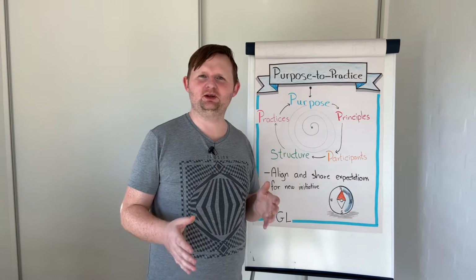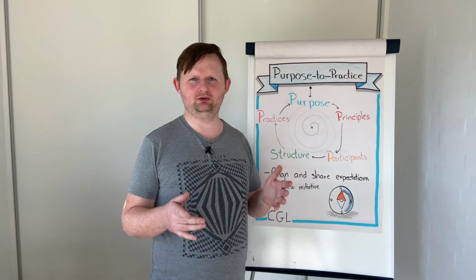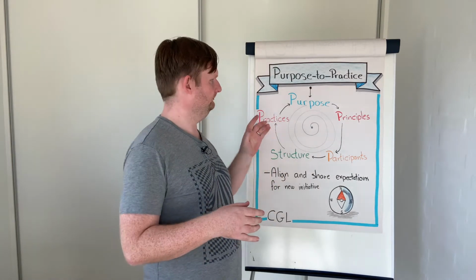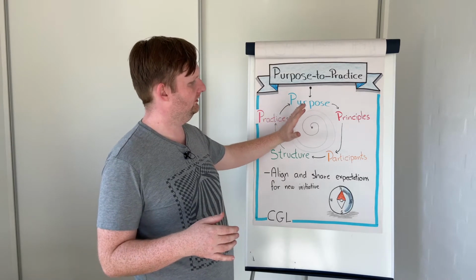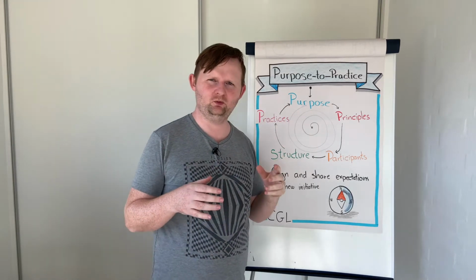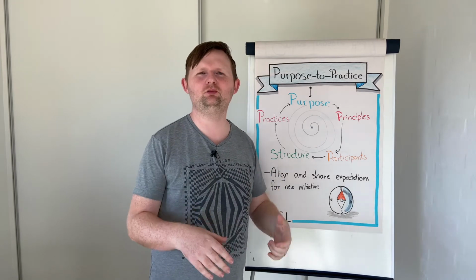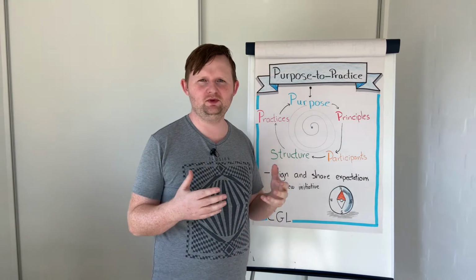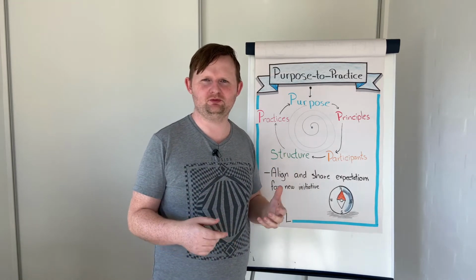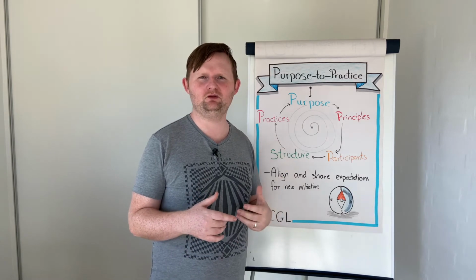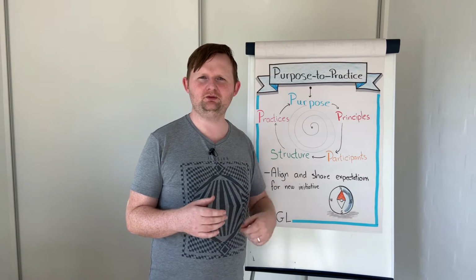The liberating structure I'm going to share today is called Purpose to Practice. This is a structure for use when we are starting up a new initiative or new project or a new thing that we will be working on for some time. It gives you 5 steps to go through, and then you can iterate from there.